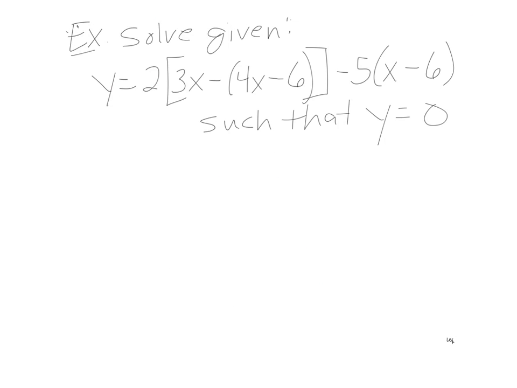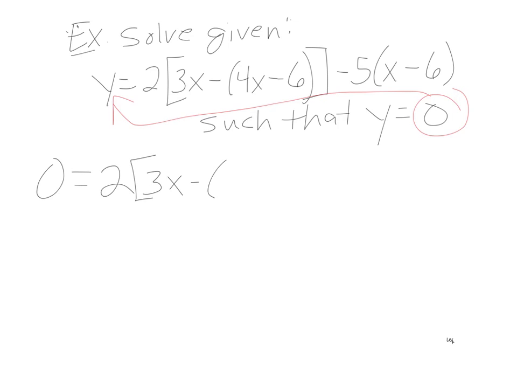This is another problem that's written a little bit differently. They give us y equals and then a big equation, and we're also told that y equals 0. So what we can do is set the big equation equal to 0. We'll just replace the y at the beginning with 0. So 0 equals 2 bracket 3x minus parentheses 4x minus 6 parentheses bracket minus 5 parentheses x minus 6.